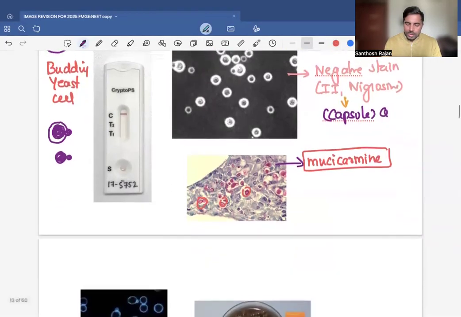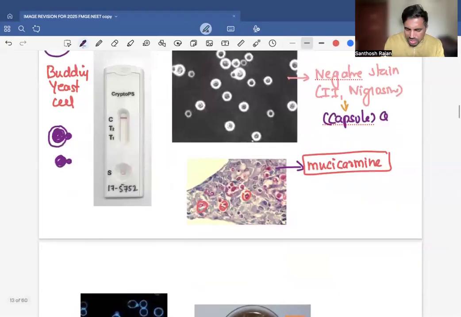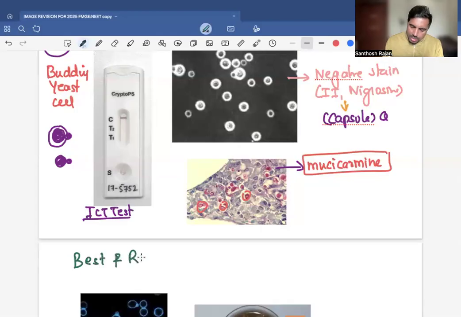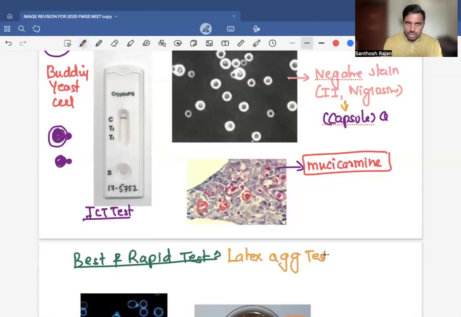Now everything is fine. Why did I put this? Ideally, this is not the picture. This is okay. This is one of the rapid tests, an immunochromatographic test. But if they ask you the best and rapid test, it is simply the latex agglutination test. Okay, it's the latex. Important question. Latex agglutination test, a repeatedly asked question. It's sort of the gold standard now. Here you are detecting the antigen of Cryptococcus. That's the one question they can ask.